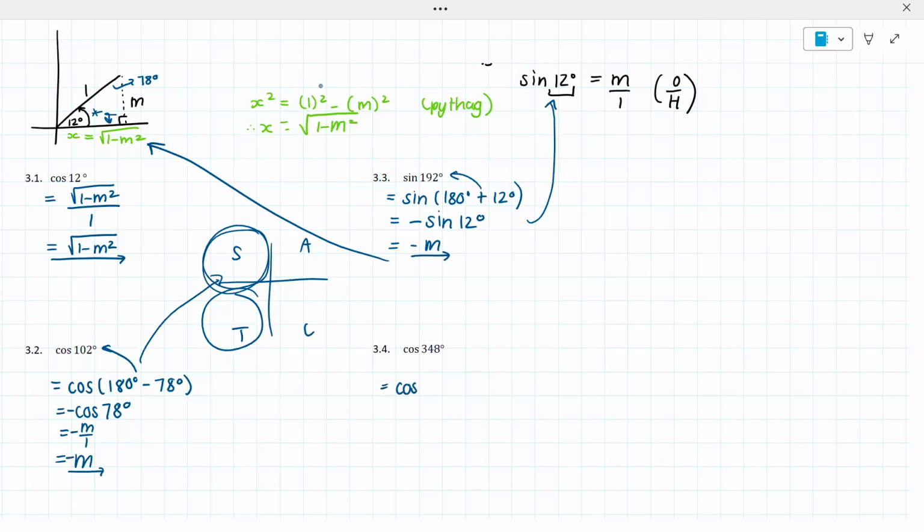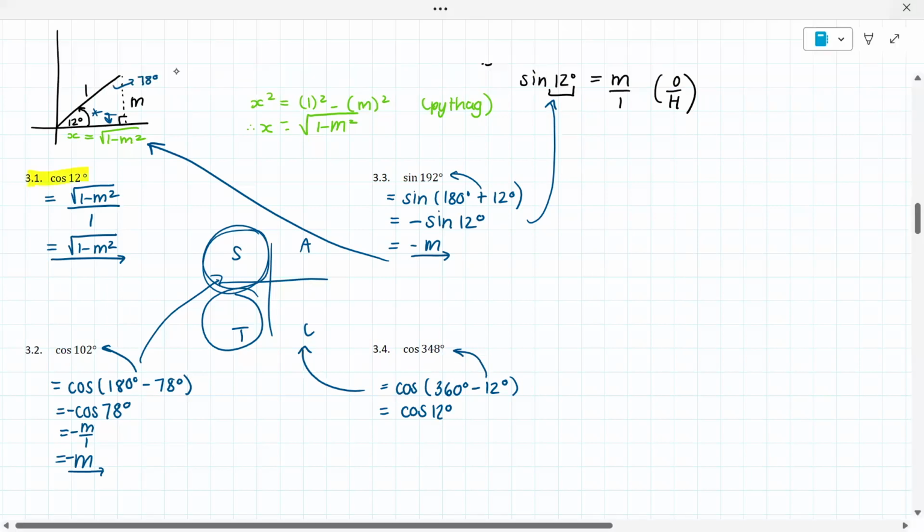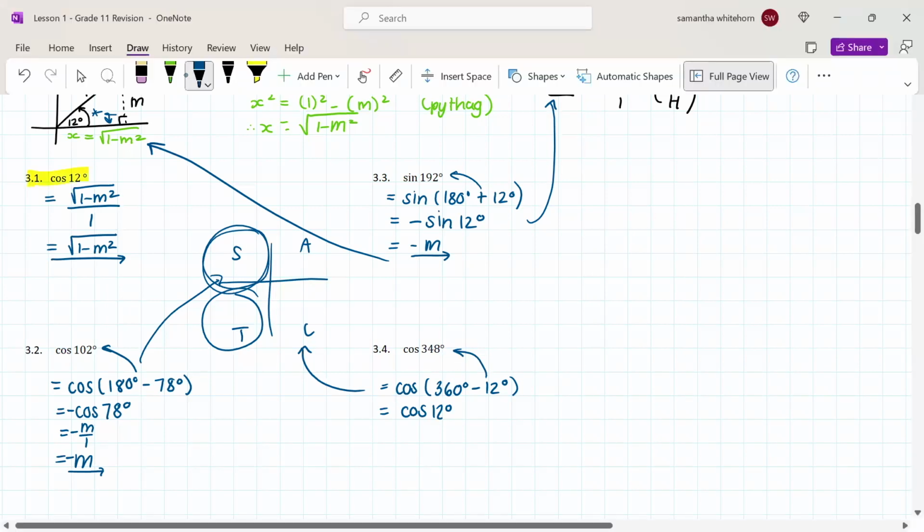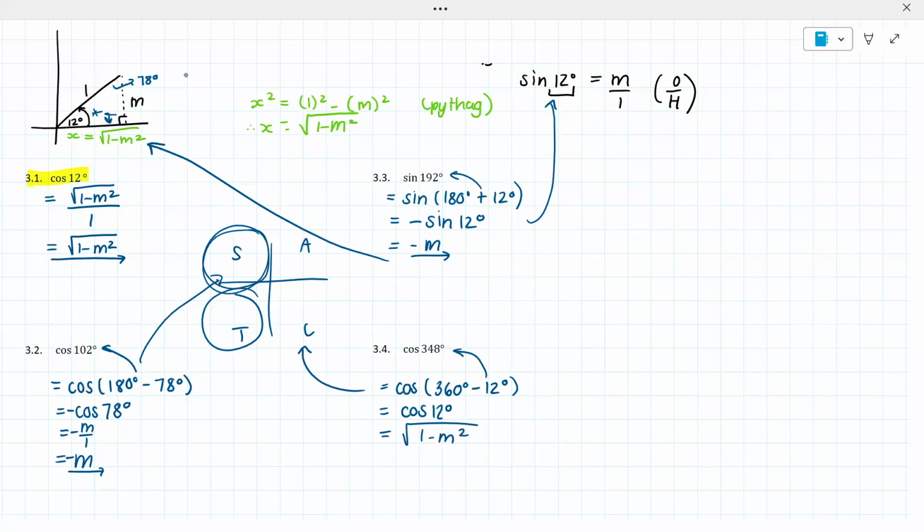Right, 3.4, cos of 348. Again, think of your reductions. If we say cos of 360 minus 12, 360 minus 12 is 348. Now, cos in the fourth quadrant is positive, so all I'm actually working with is cos of 12 degrees. You've got your diagram. You can go and work out what cos of 12 is, but you have actually also already answered this question in 3.1. So you automatically know that this is the square root of 1 minus m squared.